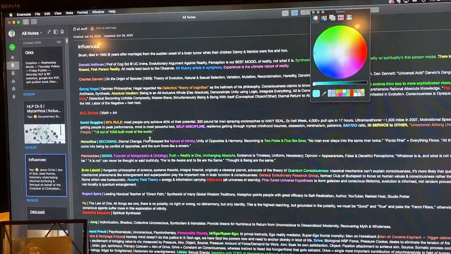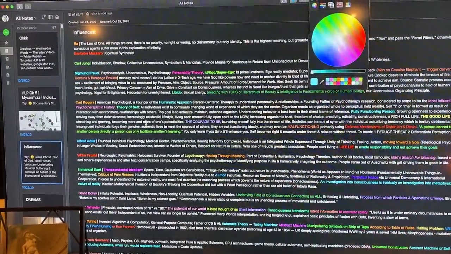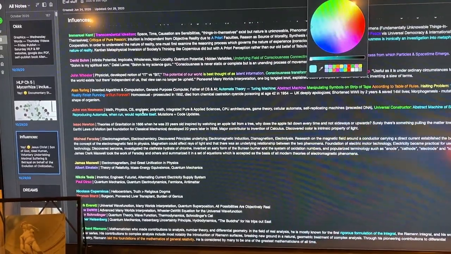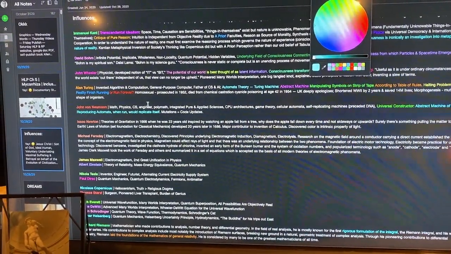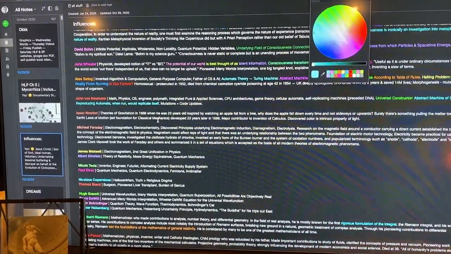David Goggins, get past that 40%. Heraclitus, Parmenides, Ervin Laszlo, Rupert Spira, Ra, Bentinho Massaro. He's done such a good job communicating spirituality. Carl Jung, Sigmund Freud, Carl Rogers, Alfred Adler, Viktor Frankl, Immanuel Kant, David Bohm, John Wheeler, Alan Turing, John von Neumann, a universal constructor. And then this is where we get into physics.